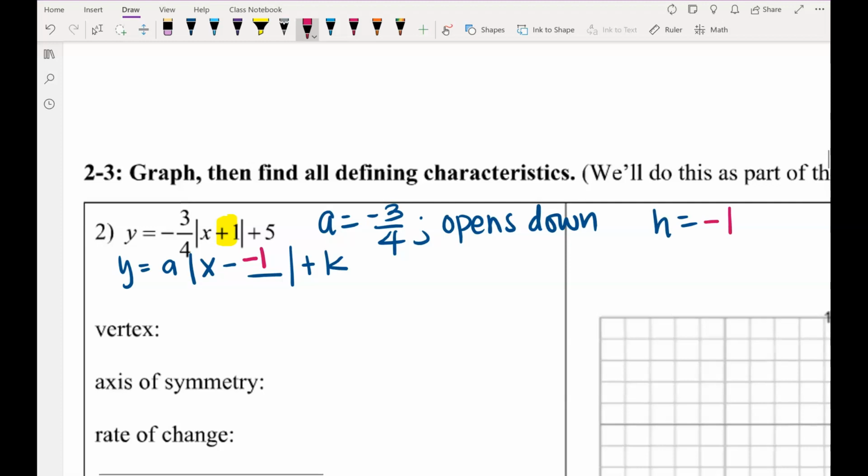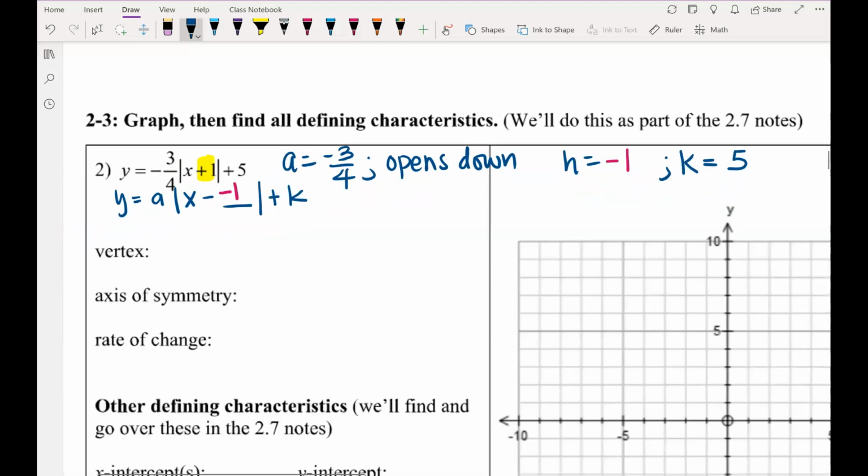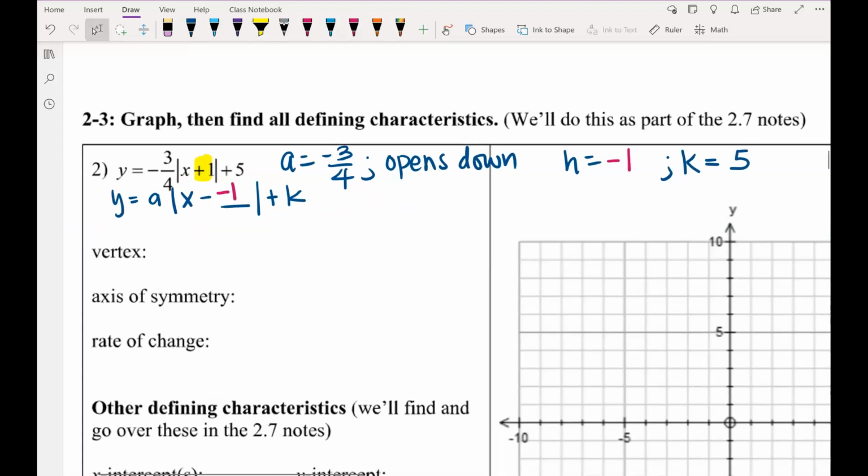Because the h and the k will make up your what? Your vertex. What's the k value? k is 5 because we don't need to do an opposite. All right. So that means, students, we have the vertex right away. It is what comma what? Negative 1 comma 5.